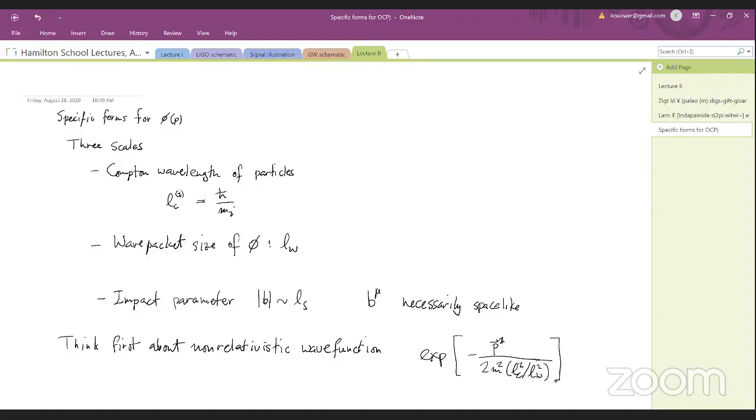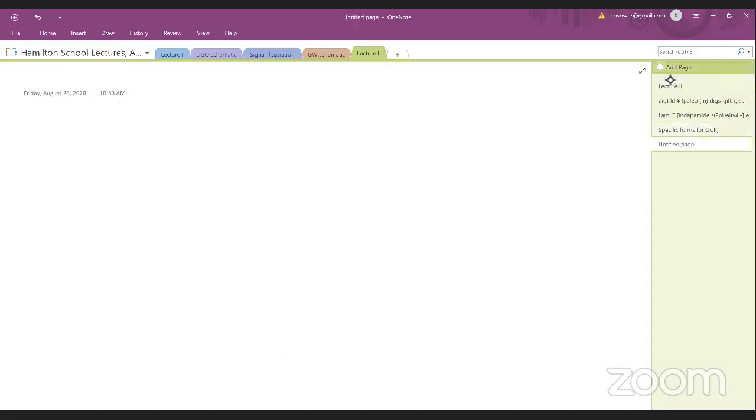You're probably more used to seeing these in position space because that's usually how quantum mechanics is done in introductory lectures. And that would correspond to a Gaussian wave function, which has the form something like this. I don't promise that all the factors of 2 are exactly right. And so it has a characteristic lump size of L_w. It tells us how well we really know the particle's position.